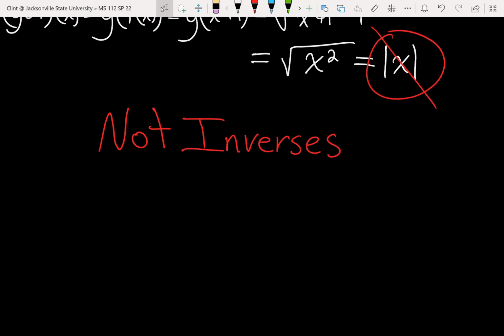Questions on that one? If you do go through that process and you get x on both of them, then they are inverses. I won't make you sit through another one.